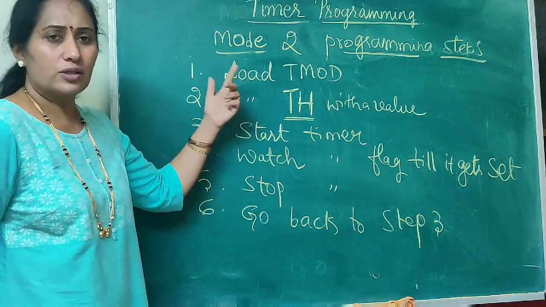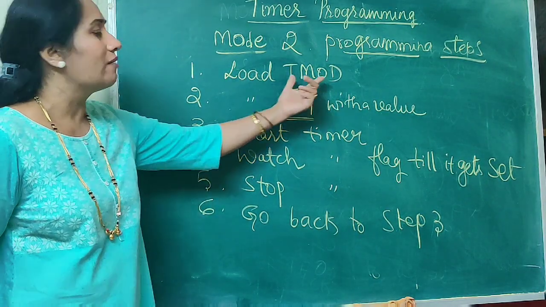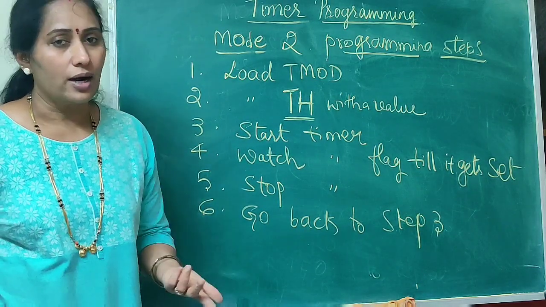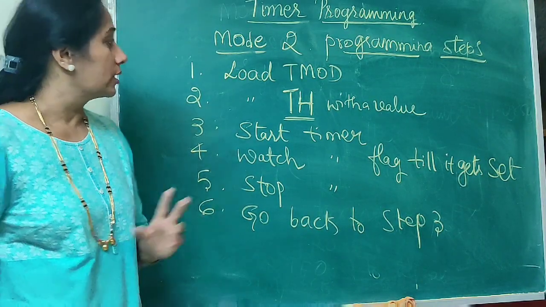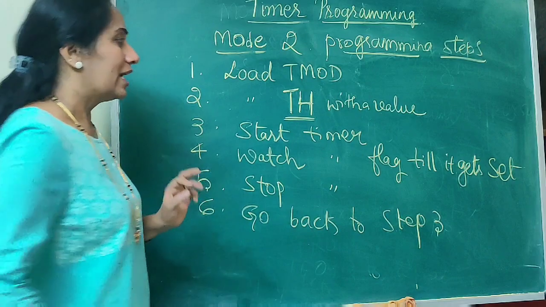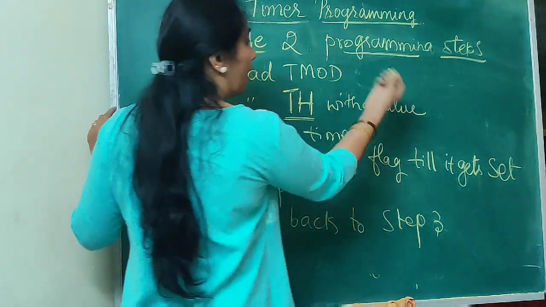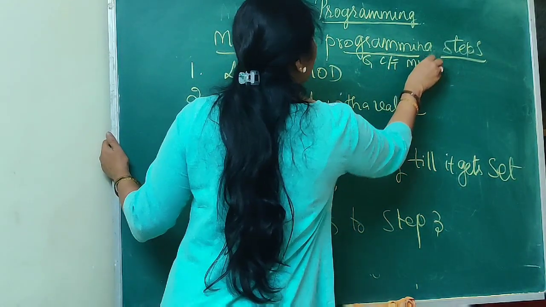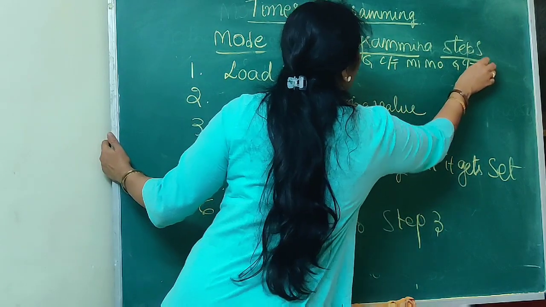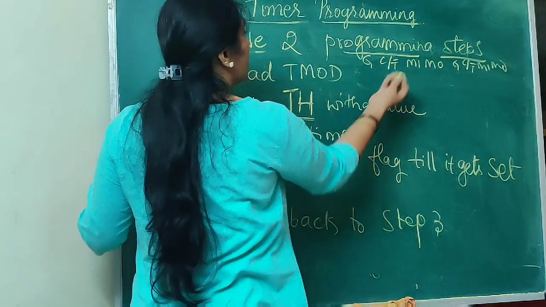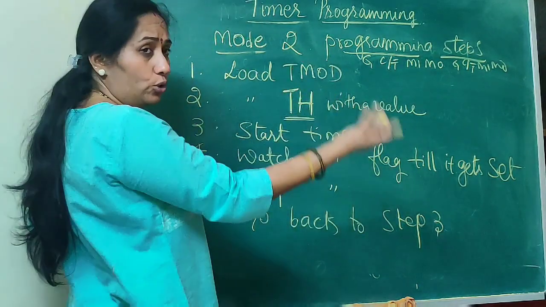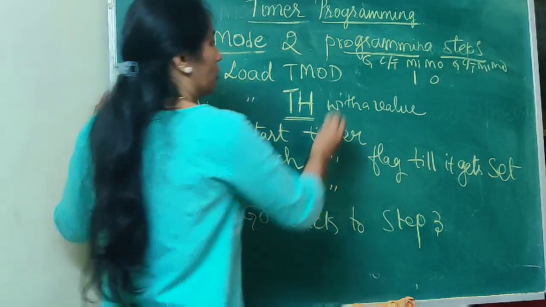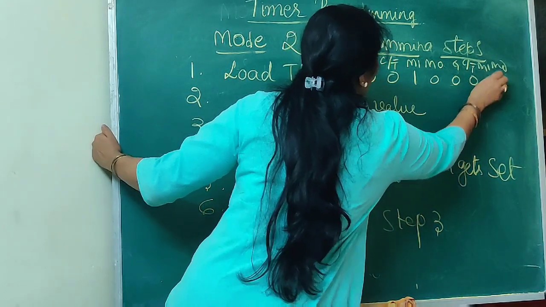The first step, as in mode 0 and mode 1, is to load the value in TMOD in order to select timer or counter operation, software or hardware control, and the particular mode you want to work in. Now I want to work in mode 2, as a timer. You have to recall the bit pattern of TMOD: G, C/T bar, M1, M0. To make it mode 2 operation, M1 has to be 1 and M0 has to be 0, and since this is timer operation, 0 0 1 0.